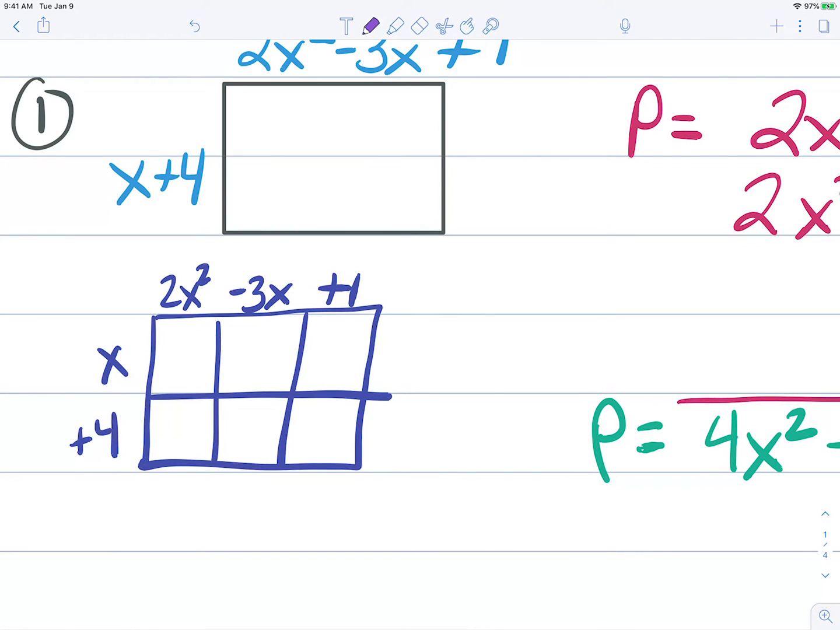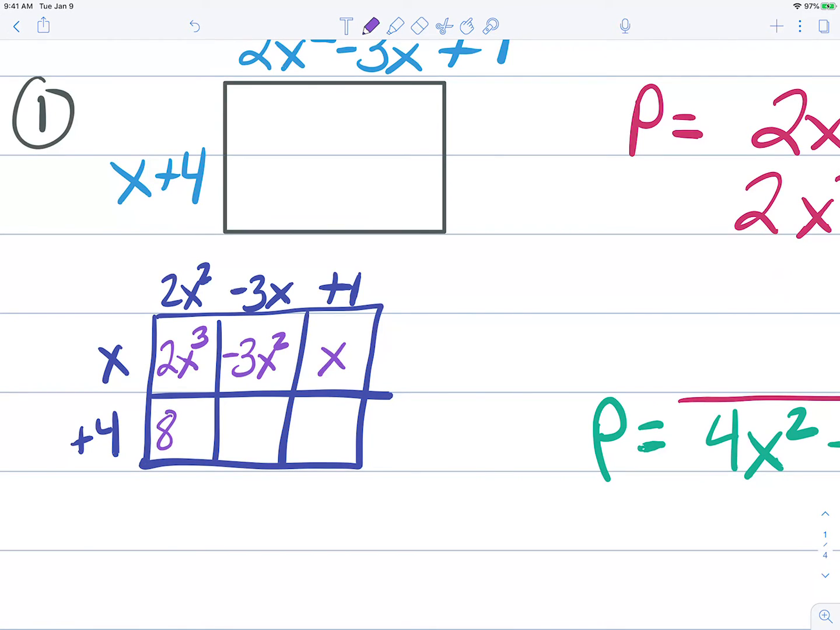So if I were to multiply the upper left, x times 2x squared is 2x cubed. Up the middle top, x times negative 3x is negative 3x squared. And the upper right, 1 times x is x. I'm going to multiply everything by 4. So I would make it an 8x squared minus a 12x and a 4.